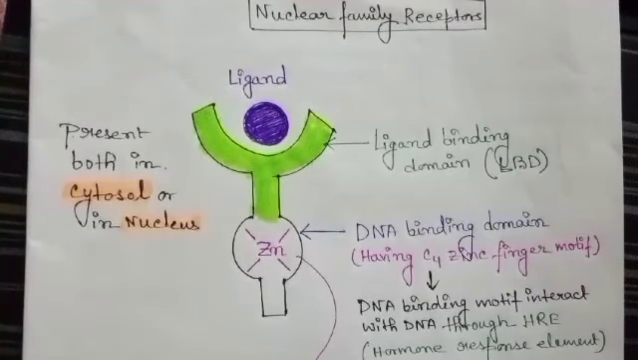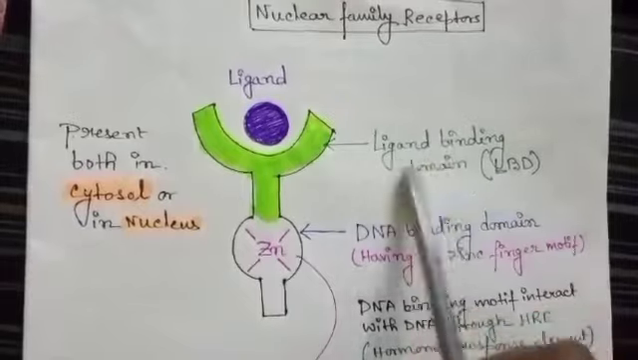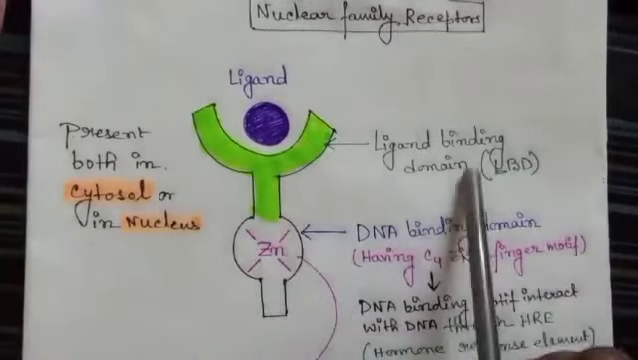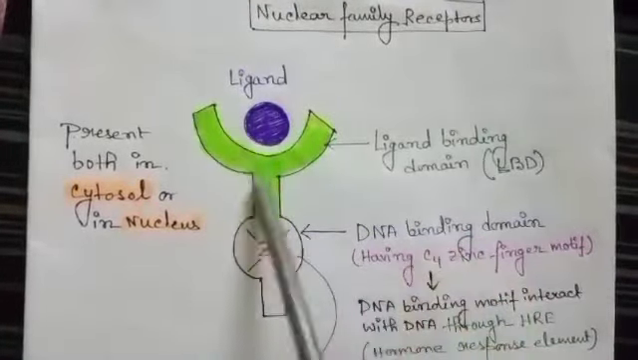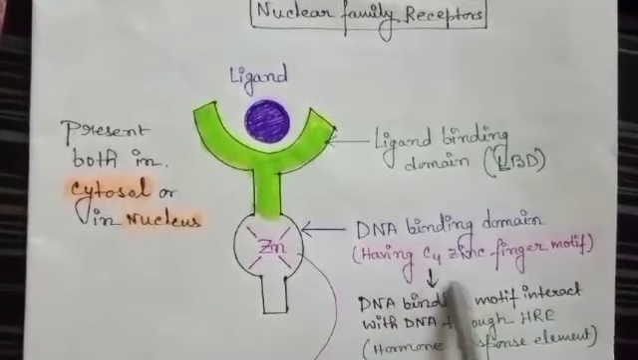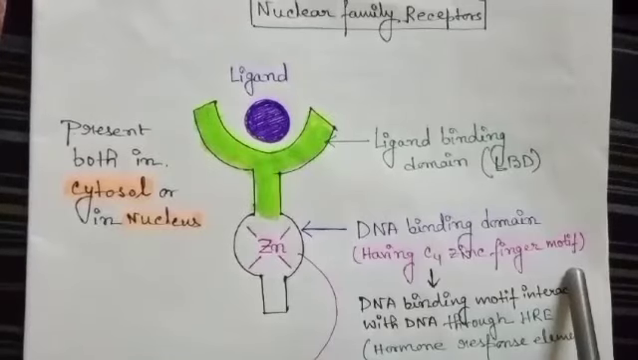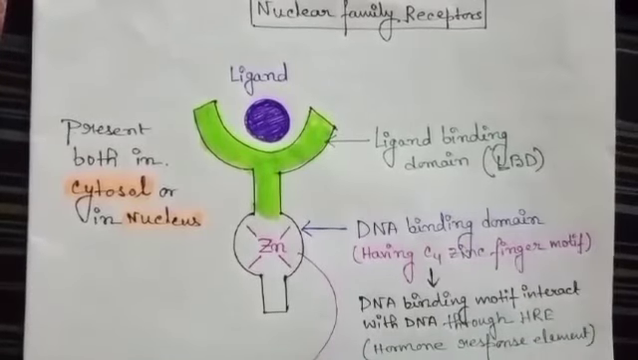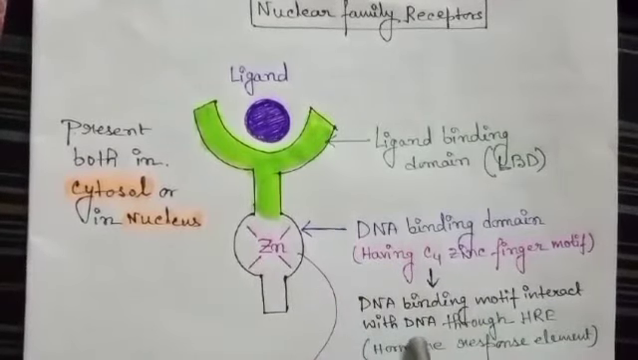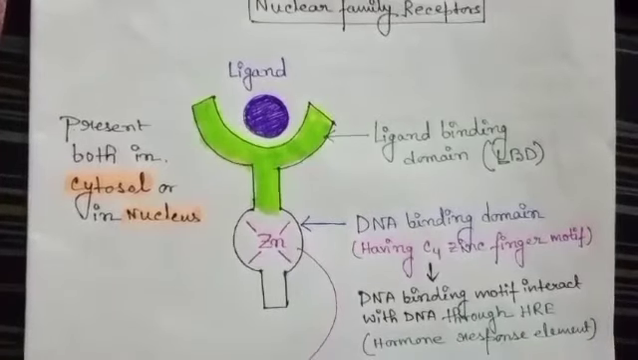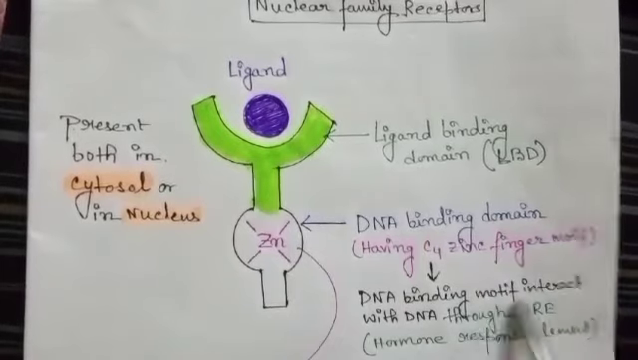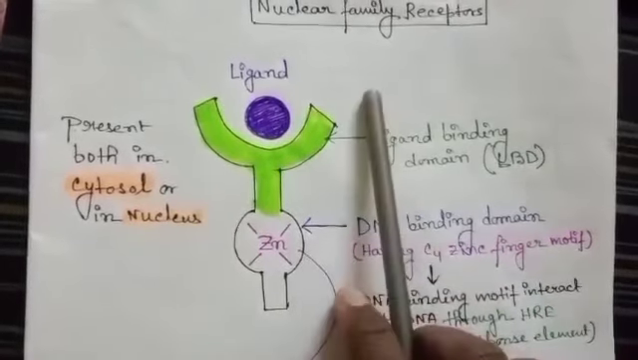Nuclear family receptors have a ligand binding region. Here you can see this is the ligand binding region, and the ligand molecule binds in the ligand binding region. After that there is a DNA binding region, and this DNA binding region contains C4 zinc finger motifs. C4 zinc finger motifs will be discussed below in detail. These C4 zinc finger motifs interact with DNA through hormone response elements. This is also discussed below in detail. And this is the primary structure of nuclear family receptors.